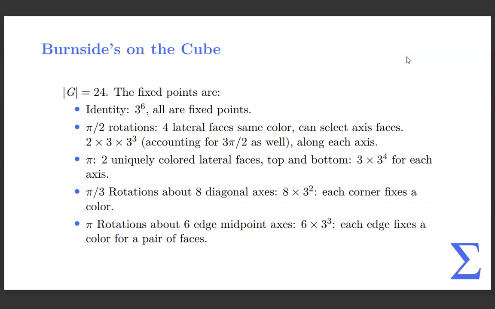If you have a corner and I want to rotate it for the thing to still be the same, that corner will just have to fix all the three faces that touch it, right? So that means I need to select a single color for one corner and a single color for the other corner, basically. So that's 3 squared, right? And I multiply that by 8 for each of the diagonal axes.